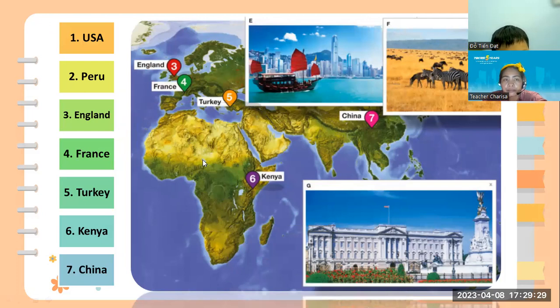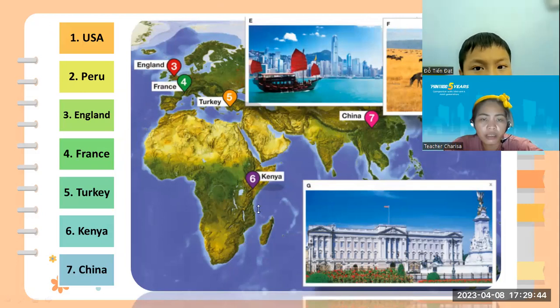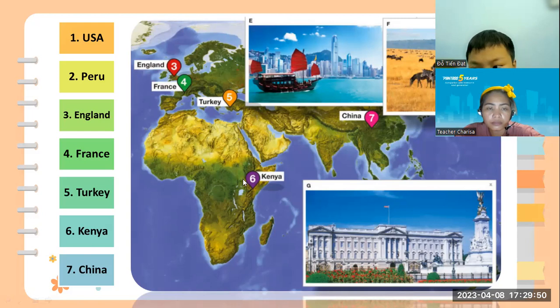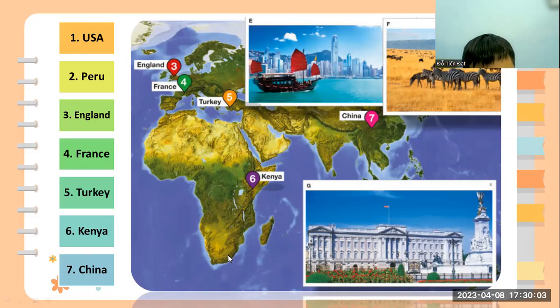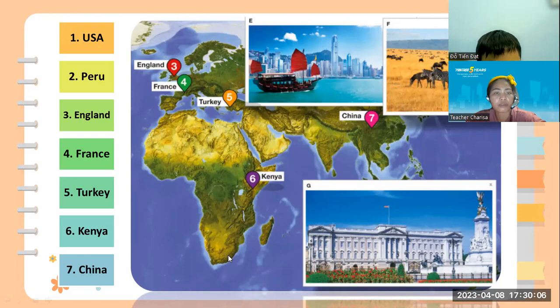Okay, go answer it. No, do not always say I don't know. Just try. Okay, I know you know it. Just try. Now what country is it? We still have A, F, G. We still have countries that we must choose. Here, letter A, letter E, letter F, letter G. What country is that?